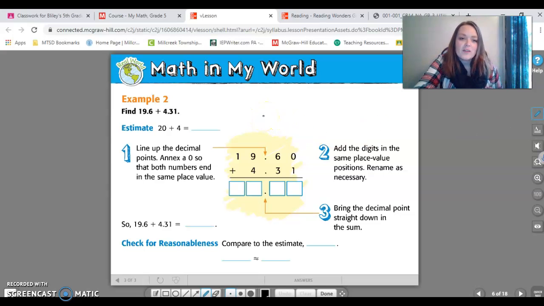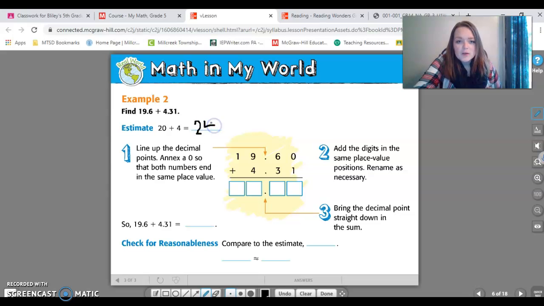It says find 19.6 plus 4.31. So first we're going to estimate. Is 19.6 closer to 19 or 20? It's closer to 20. Is 4.31 closer to 4 or 5? It's going to be closer to 4. So we're just going to do simple math, and I have 20 plus 4 more gives me 24. And then again, we are going to line up those decimals.